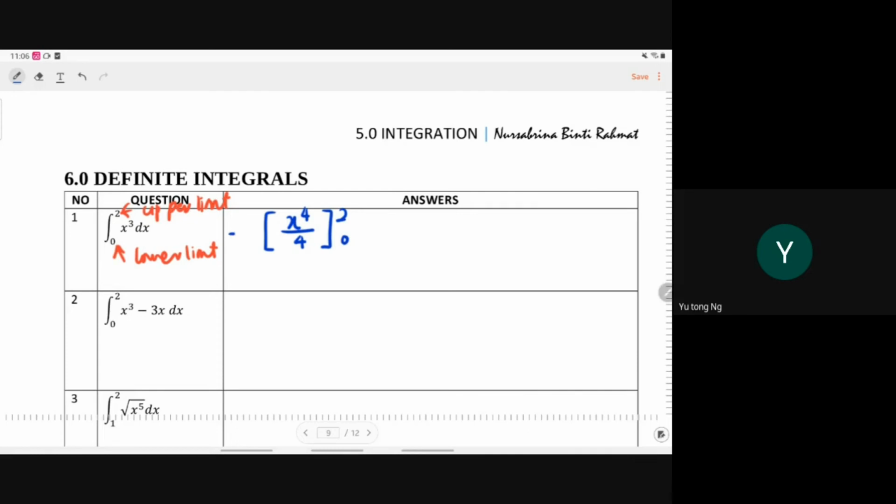So kita akan gantikan lah. So 2 to the power of 4 over 4 minus 0 to the power of 4 over 4. So cari final answers. So 2 to the power of 4 is 2, 4, 8, 16. 16 over 4. So your final answer is just 4.